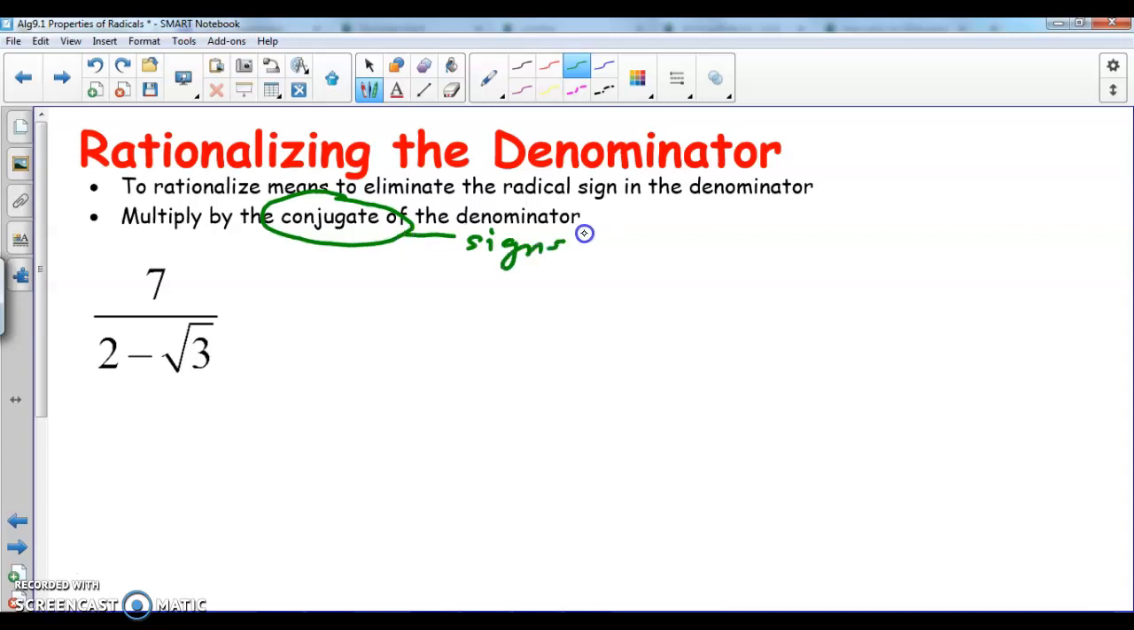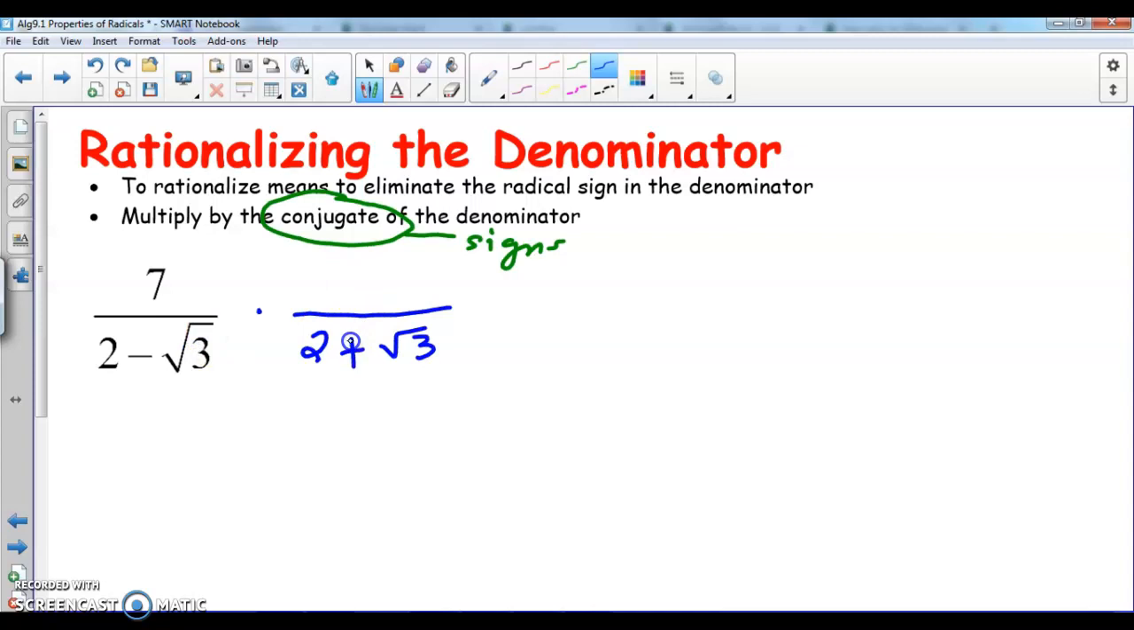Okay? So they're similar because we're going to use the same numbers and radical expressions, but they're different because we're going to change the negative sign to a positive sign. So how do I write that? So remember that we're still multiplying, right? By the same expression that we see in the denominator. So we copy the 2 and the radical 3, but instead of using the negative sign, we're going to multiply it by the conjugate. So that means we turn the negative into a positive.